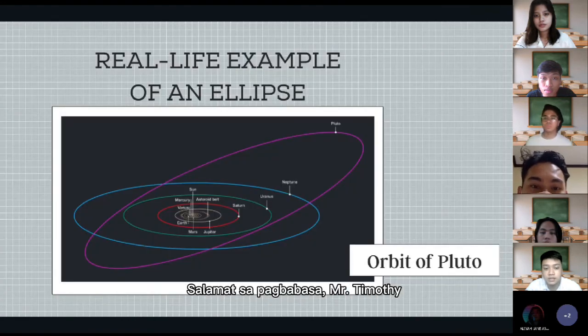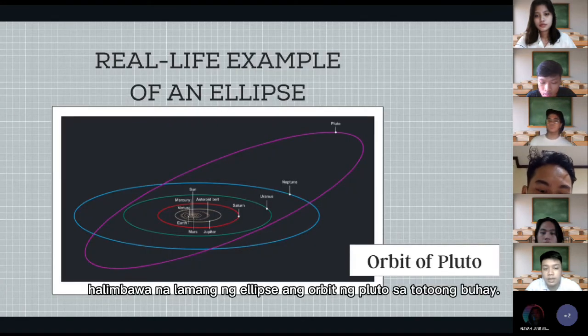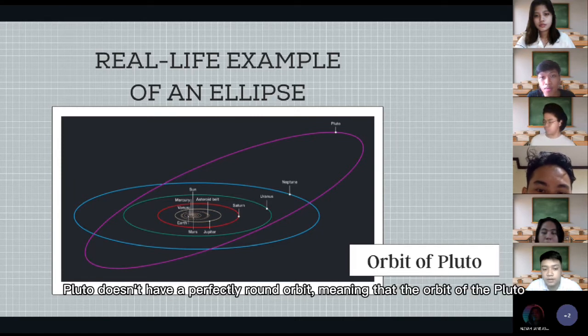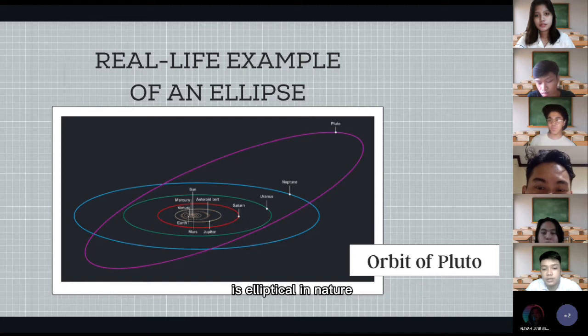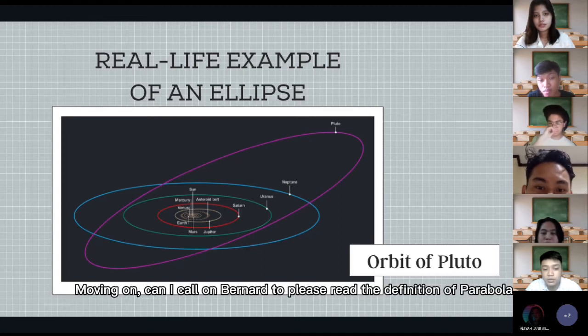Salamat sa pagbabasa, Mr. Timothy. Halimbawa na lamang ng ellipse ang orbit ni Pluto sa totoong buhay. Pluto doesn't have a perfectly round orbit, meaning that the orbit of Pluto is elliptical in nature. Moving on, can I call Bernard to please read the definition of parabola?